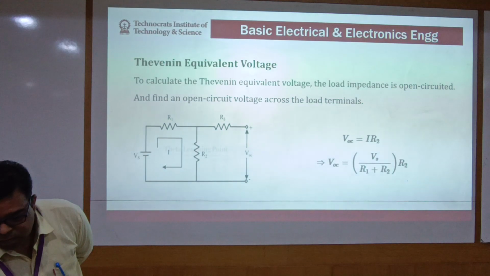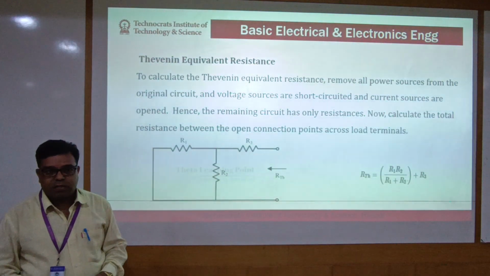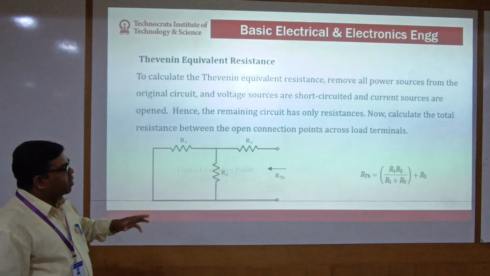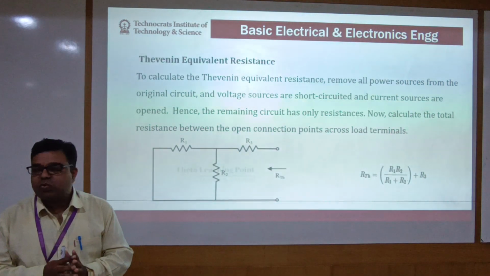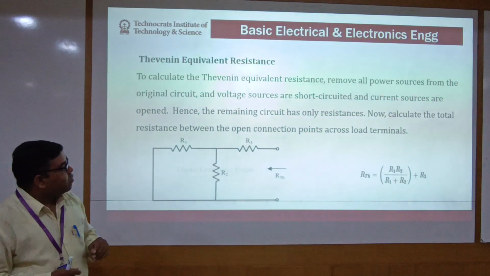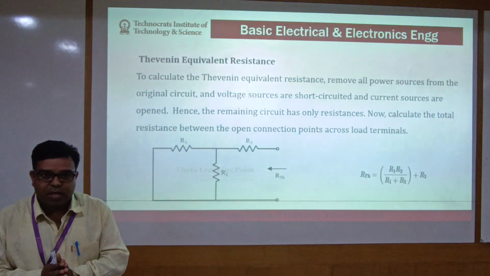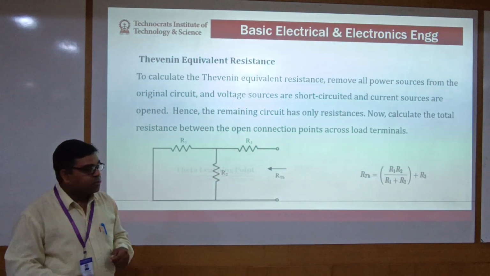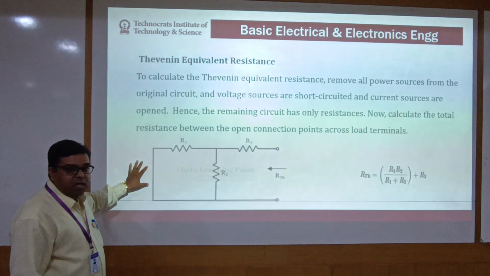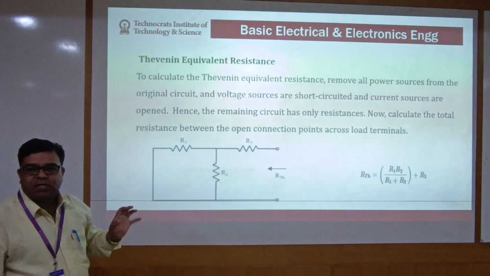It's very simple. Now come to the Thevenin's equivalent resistance. For calculating Thevenin's equivalent resistance, we first have to remove all the active sources like voltage source and current source. A voltage source is removed by short circuiting its terminals, and a current source is removed by open circuiting its terminals. So if you remove the voltage source here, that will be short circuited. Now this circuit has only resistance values.